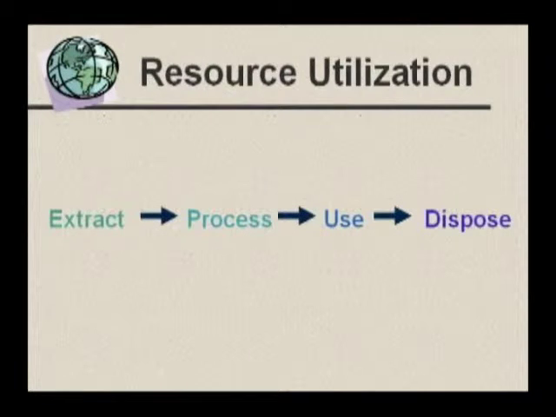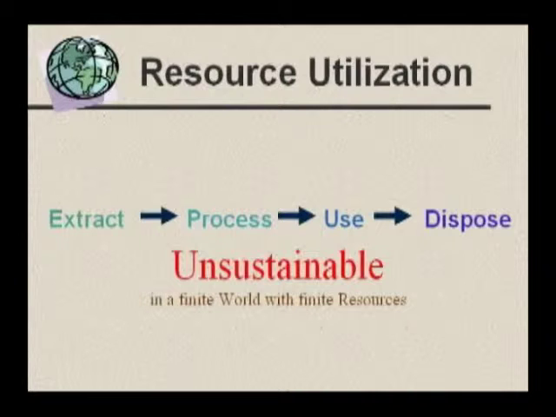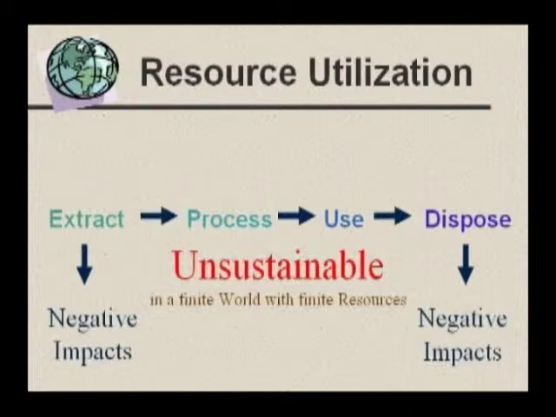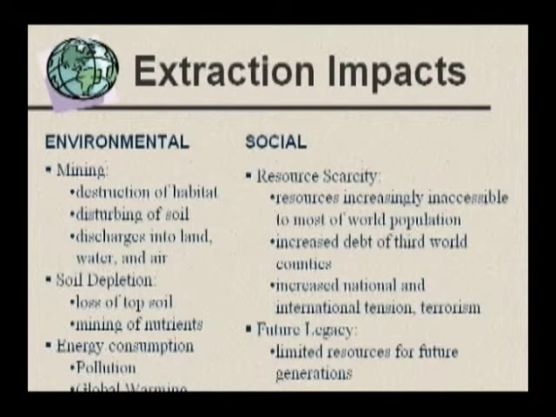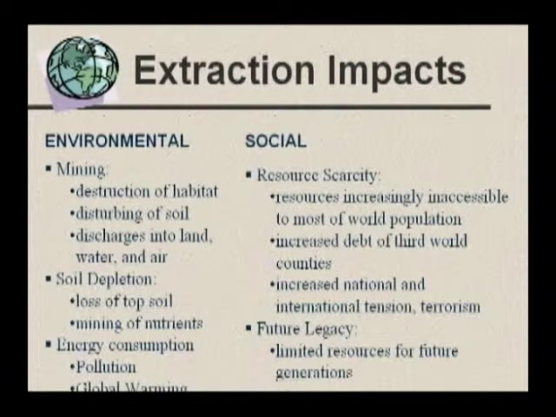So let's see what that lens can do as we revisit that resource utilization model that I put up there previously. Again, it's unsustainable. That would be the first conclusion that we could come to. But each side of that equation, both the extraction side and the disposal side, has negative impacts. Let's first look at the extraction side. From the environmental side of things, when you're extracting, you're destroying habitat, you're disturbing the soil, discharging into the land, water, and air.